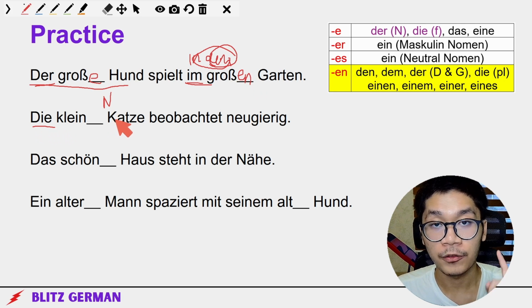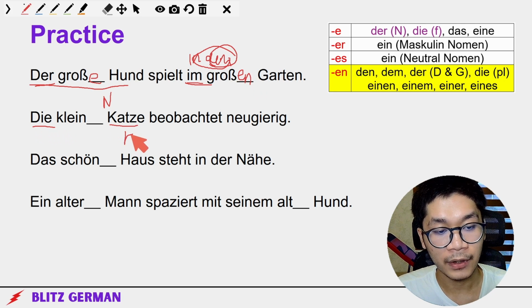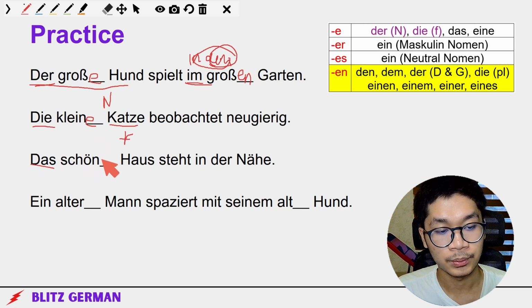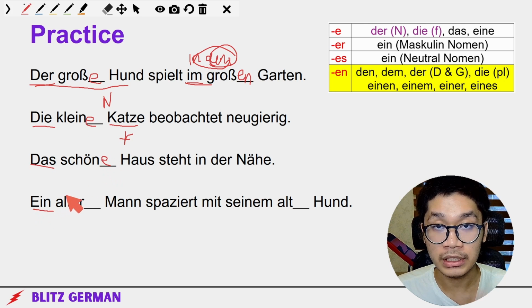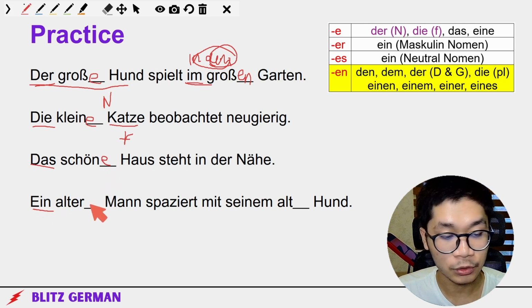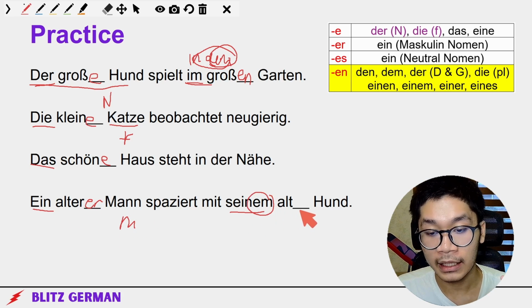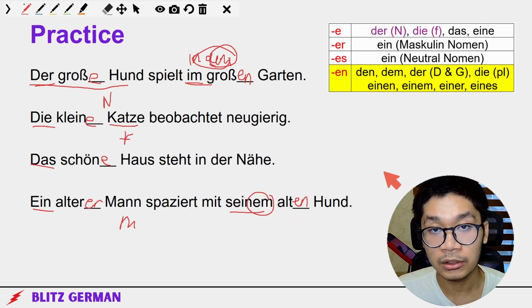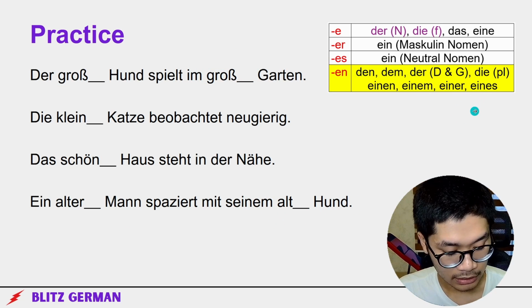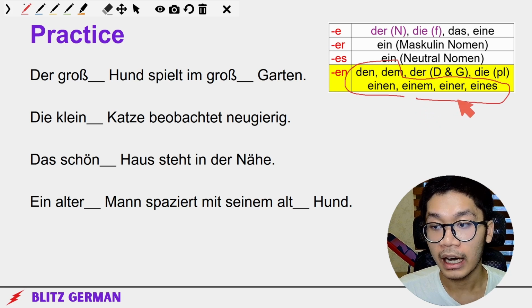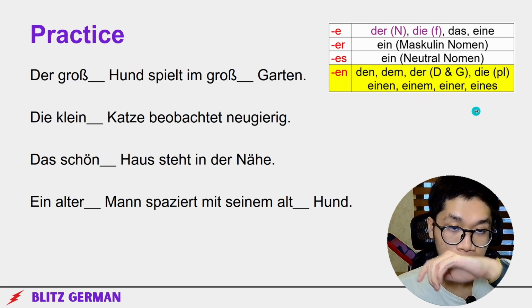Die, think of feminine or plural. This is feminine. If it's feminine, a. Das, das eine, a. Ein, if you see ein, masculine oder neutrum. If it's masculine, er. Seinem, am oder an, instantly an. Einer und eines also. What I just said is this. Every single am und an, einer, eines, always an.